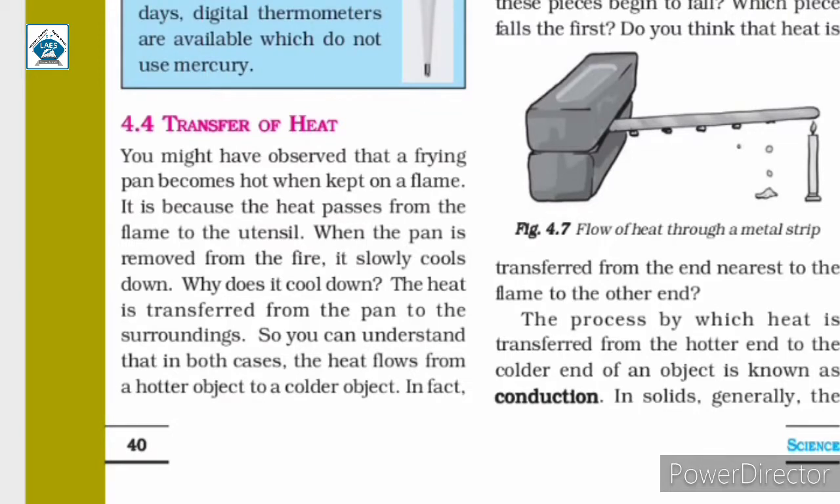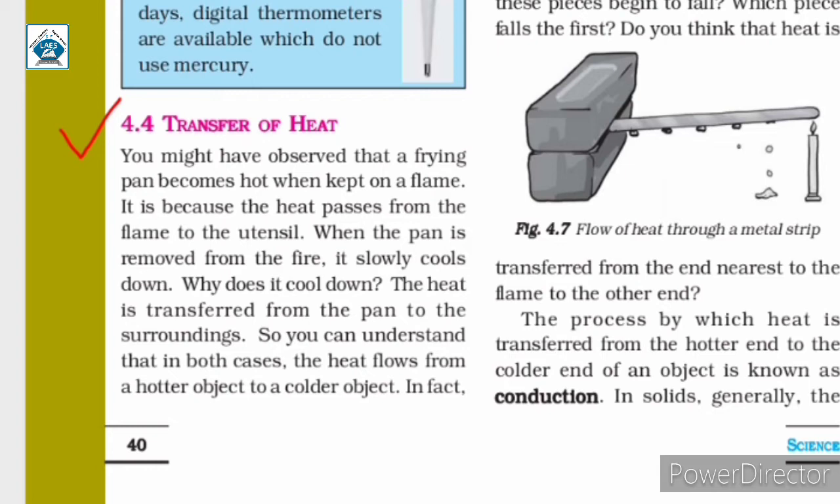Hello students, let us continue chapter 4, heat. The next topic we are going to discuss is transfer of heat. You might have observed that a frying pan becomes hot when kept on a flame. It is because the heat passes from the flame to the utensil. When the pan is removed from the fire, it slowly cools down.